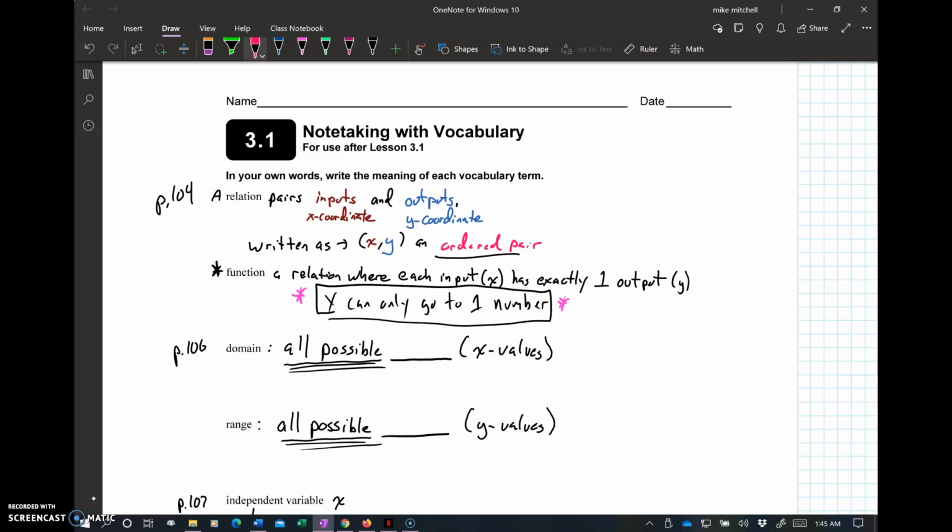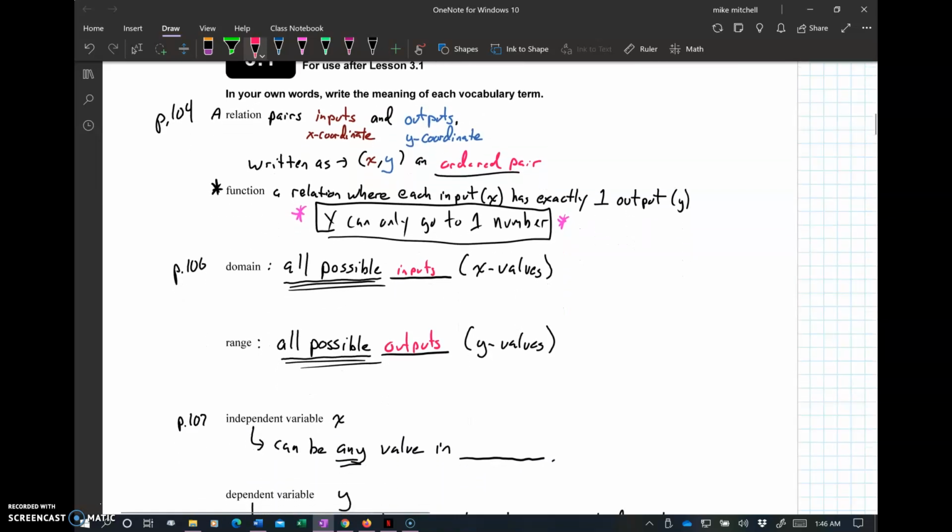Domain is all possible inputs. I should probably do a small i there. But domain, all possible inputs. So the domain is the inputs. Those are your x values. The range, well, if this is inputs, what's left? Think about it. Pause it. You got it right. That's outputs. All possible outputs are y values on there.